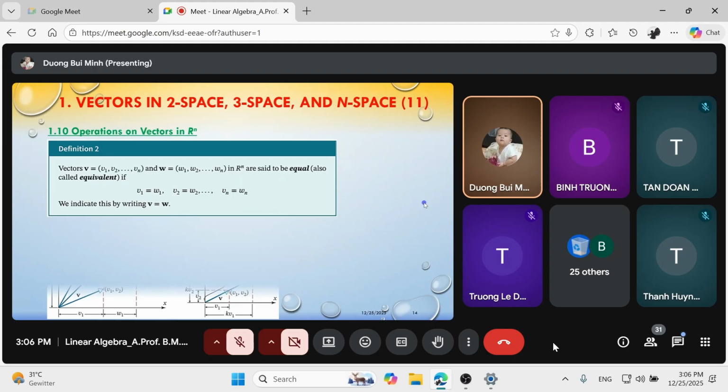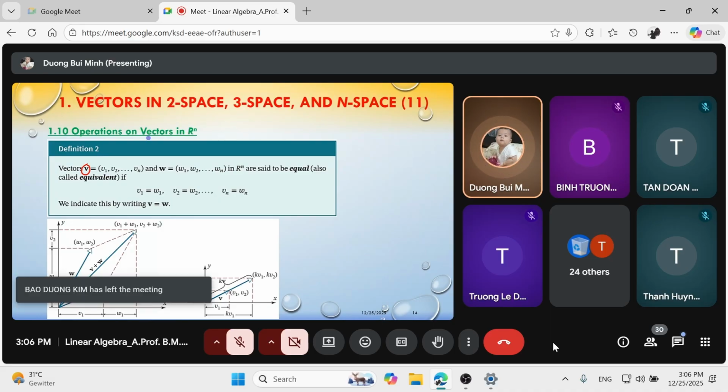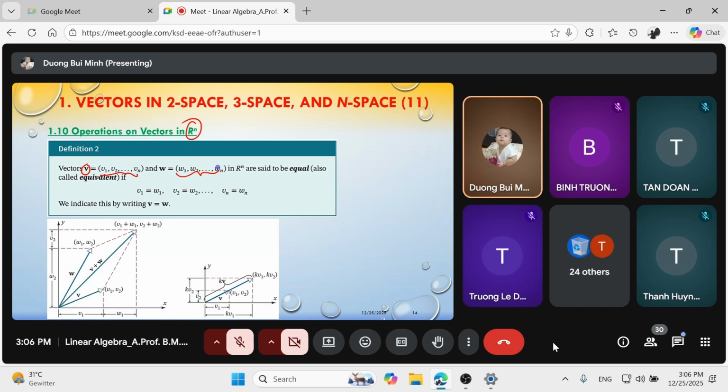Now look, we have vector v. How many dimensions? Now the operations on vectors in Rn. So Rn, we have n dimension. Vector w, we have n dimension also. And then we can practice. Actually we can implement addition, subtraction, multiplication, and so on.